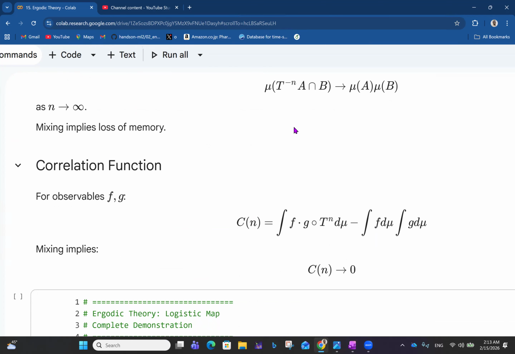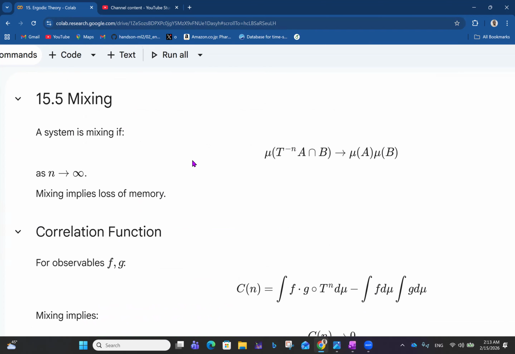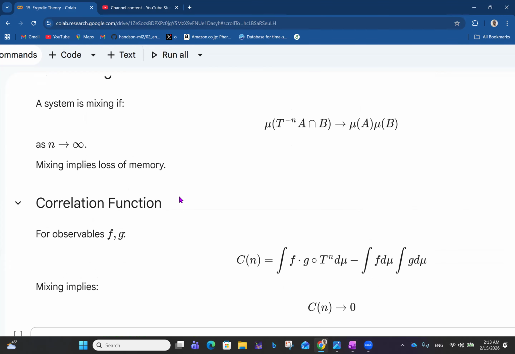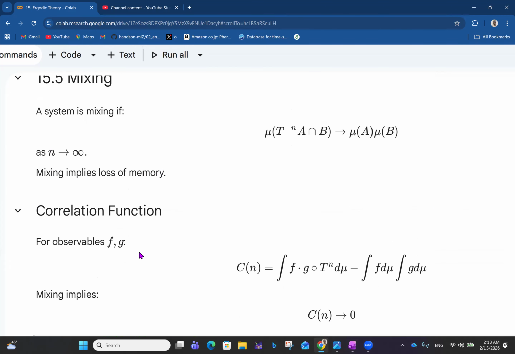So that takes us to the concept of mixing. A system is mixing if mu of T raised to minus n of A intersection B simply means mu A multiplied by mu B as n approaches infinity. So this simply tells us that mixing implies loss of memory. So mixing means there's a loss of memory, and we have a correlation function for observables f and g. C of n is equal to the integral of f times g composed with T to the power n d mu minus the integral of f d mu times the integral of g d mu, and mixing applies if C of n approaches 0.